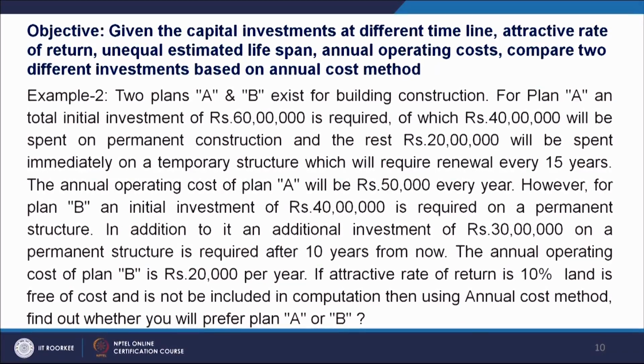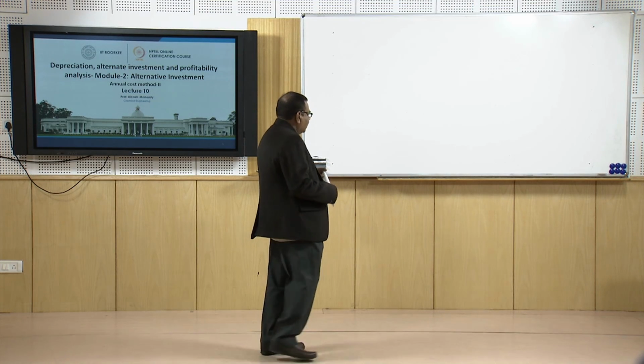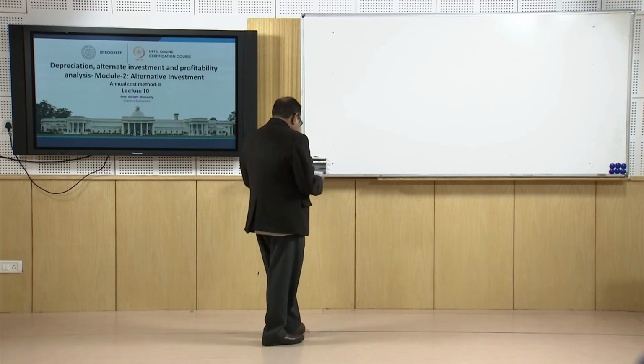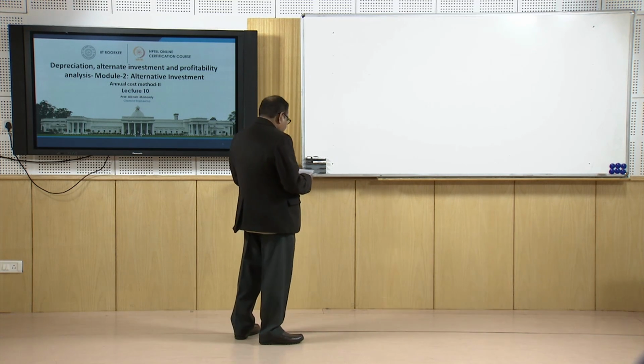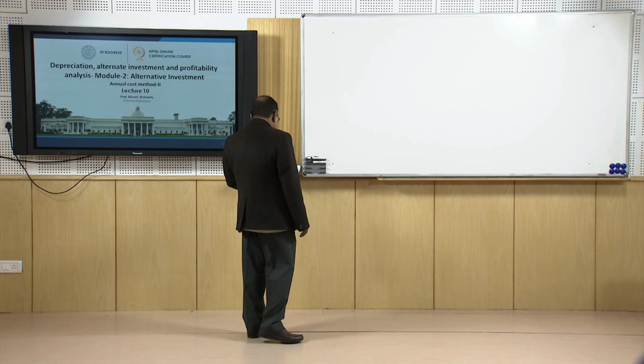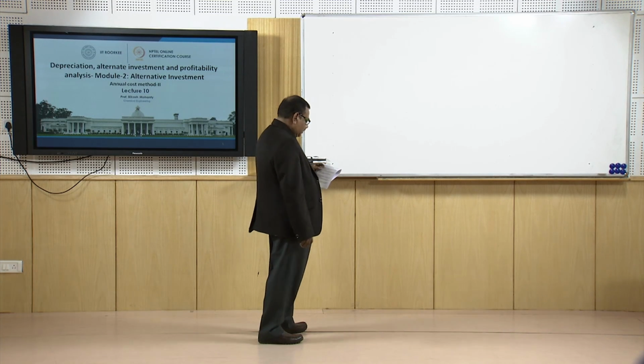If the attractive rate of return is 10%, land is free of cost and is not to be included in computation, then using the annual cost method find out whether you will prefer plan A or plan B. The complication in this problem has come due to the permanent structure. Investments are done at different timelines and these are to be brought into one timeline before the application of the annual cost method.